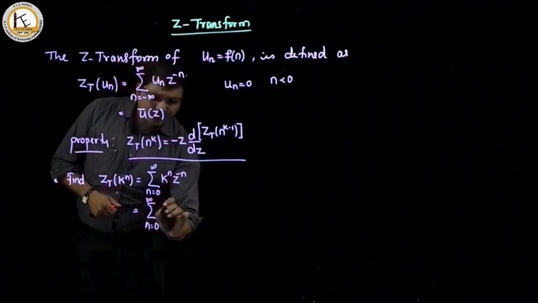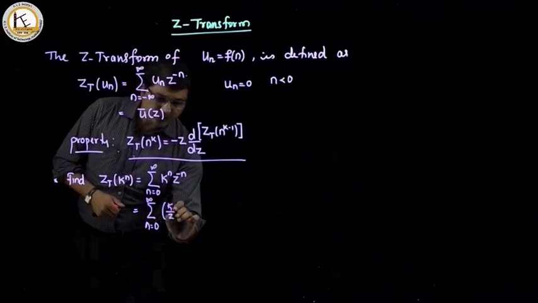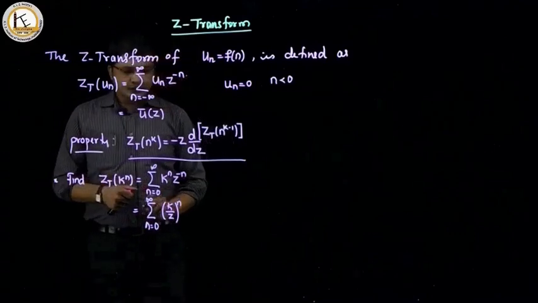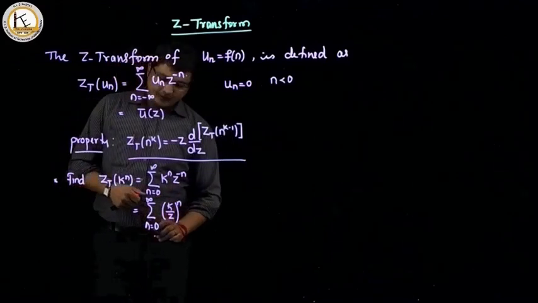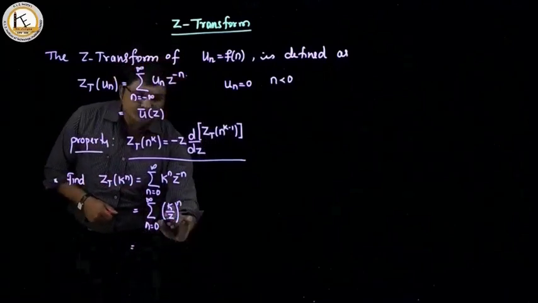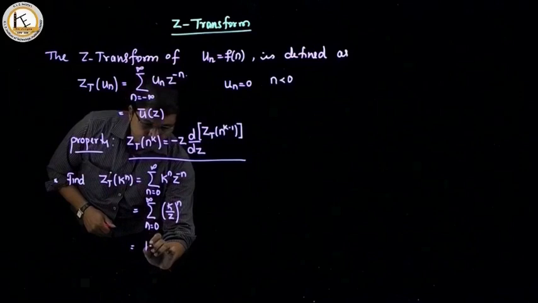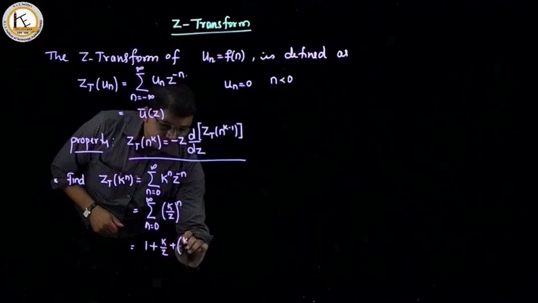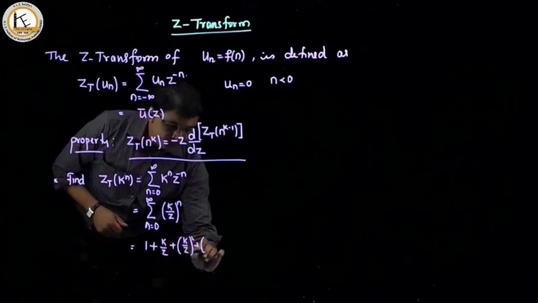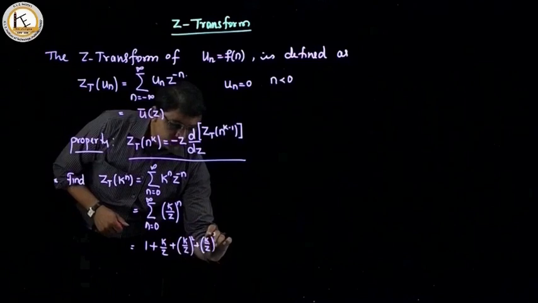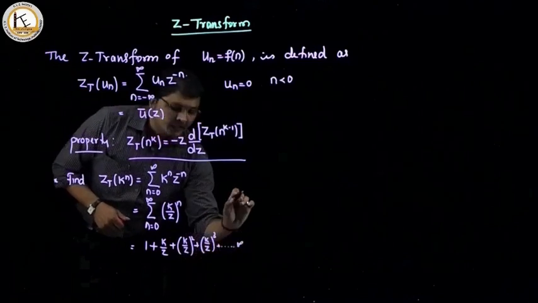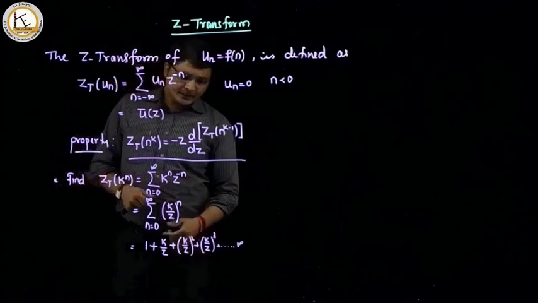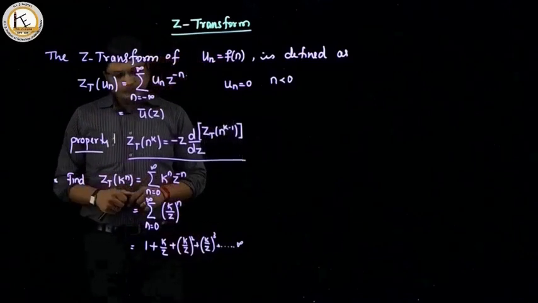Simplifying, the summation from n equal to 0 to infinity can be written as k by z the whole raised to n. When you take z raised to minus n to the denominator, it becomes z raised to n, so it becomes k by z the whole raised to n. Now expanding this summation starting from 0, when you put n equal to 0 it becomes 1. When you put n equal to 1, it becomes k by z. Next it will be k by z the whole square, next k by z the whole cube, and so on up to infinite terms.